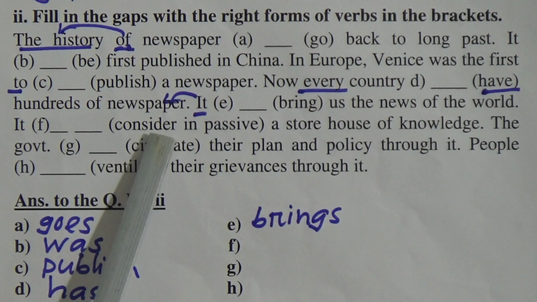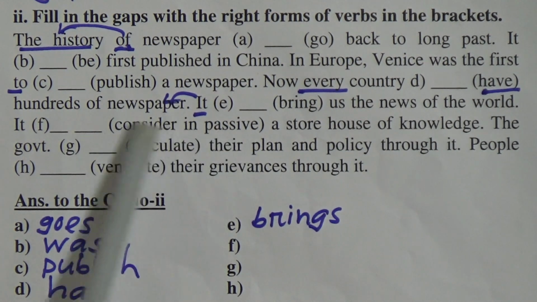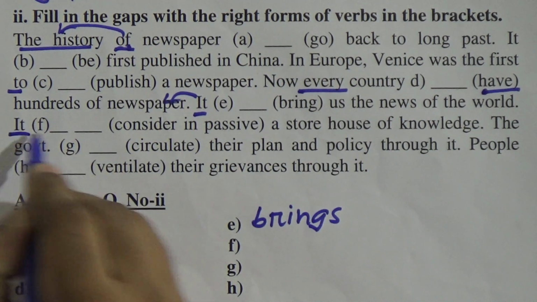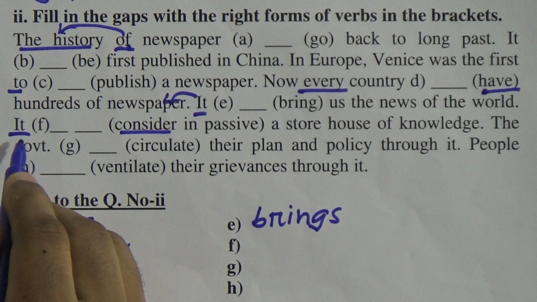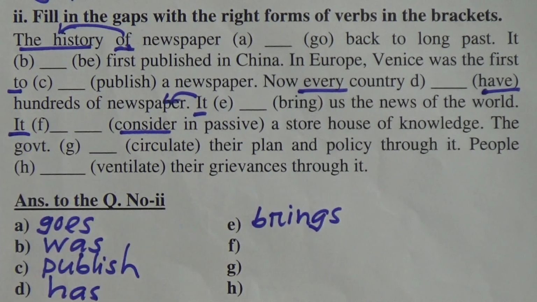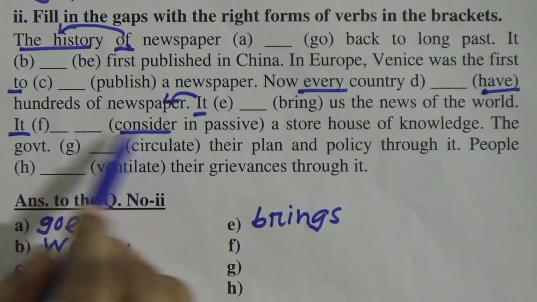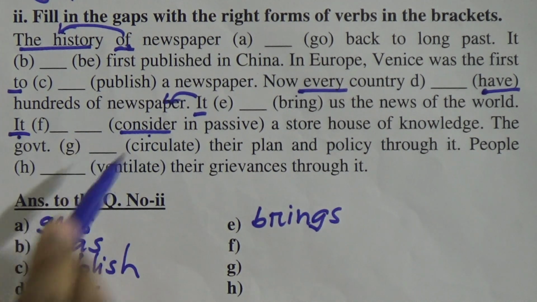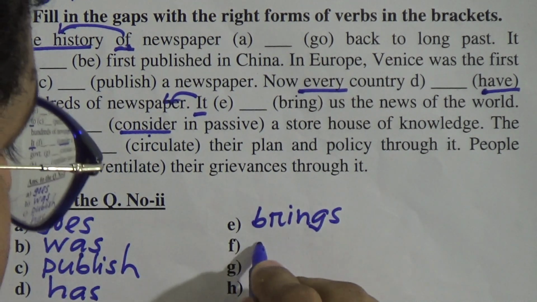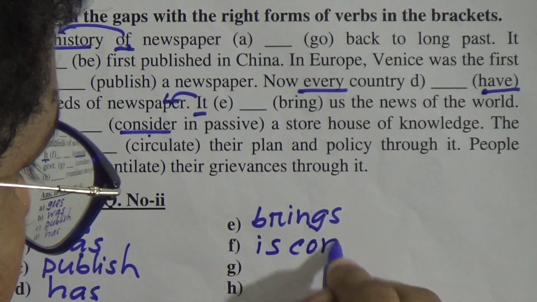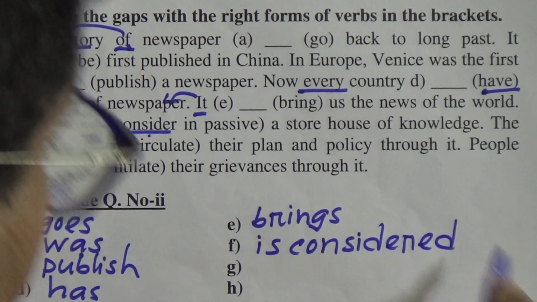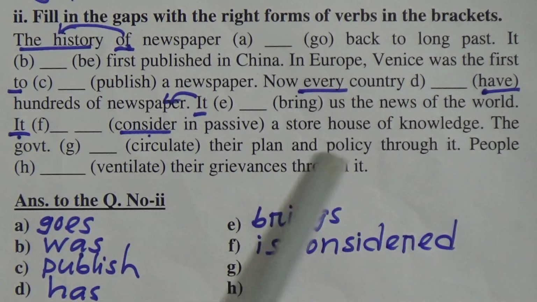Next, consider it in passive. "A storehouse of knowledge." Okay, let's see who considers it. The people consider it a storehouse of knowledge, not it. So the verb doesn't take the subject, and we have to put it in passive voice. So it is considered. This one is very important. It is considered a storehouse of knowledge.